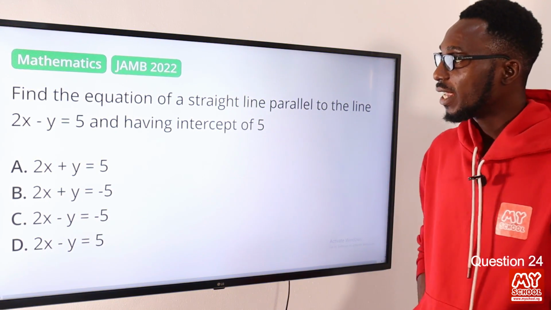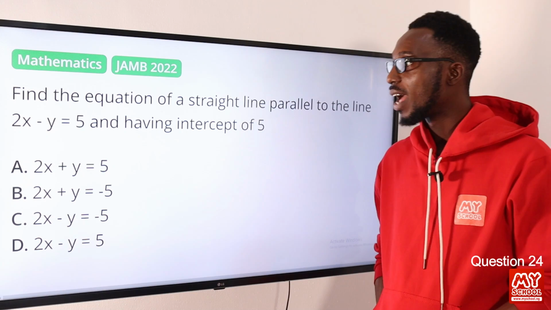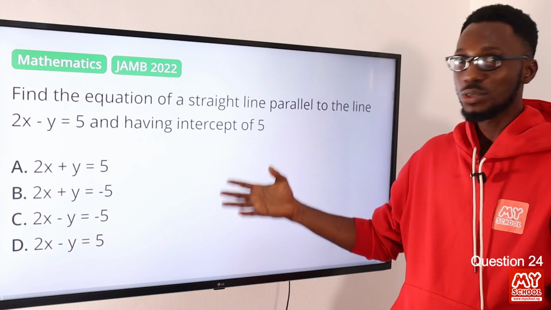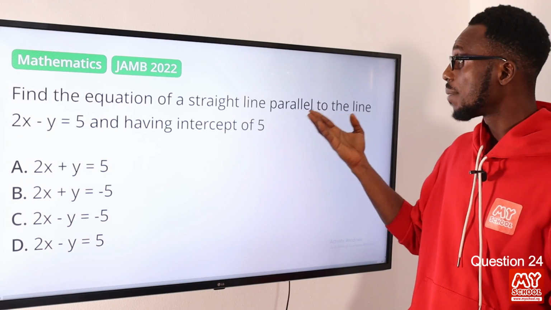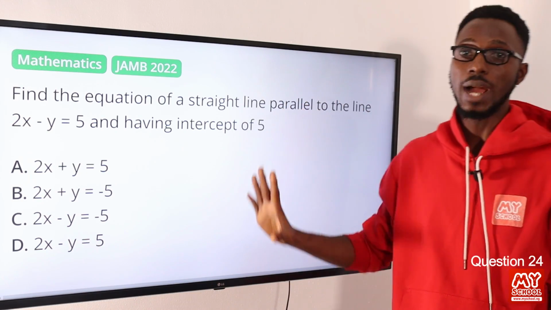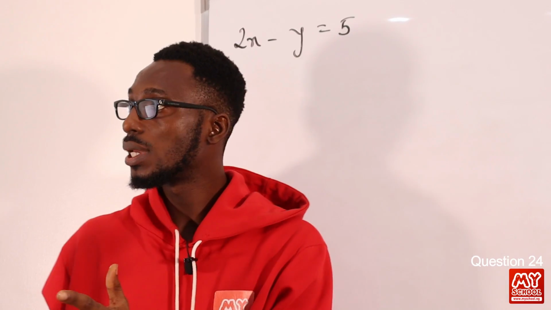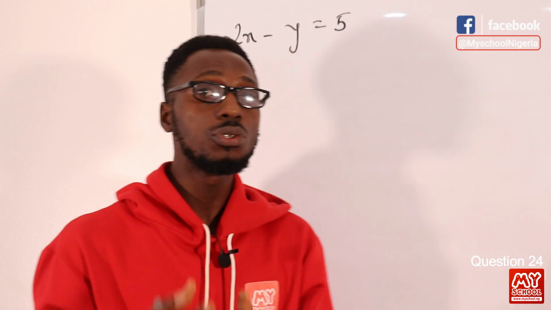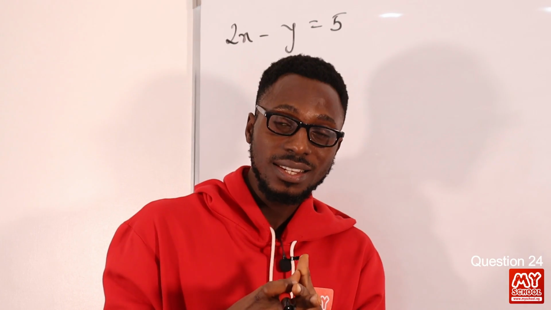24. Find the equation of a straight line parallel to the line 2x minus y equals 5 and having the intercept of 5. All right. So we are asked to actually produce or present an equation that has the same gradient and intercept of 5. Let me just reintroduce that to us again. So what the question requires is that we should produce an equation, find the equation of a straight line parallel to this particular equation.